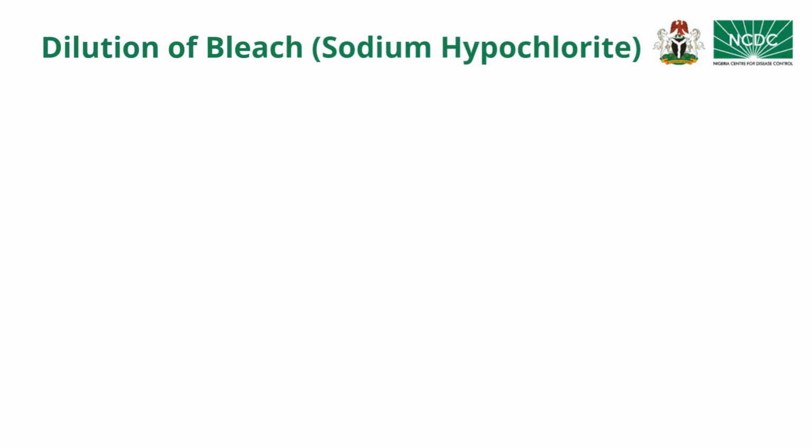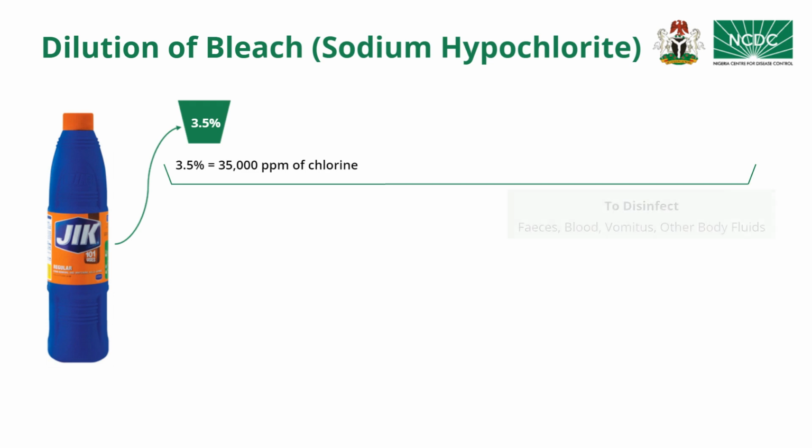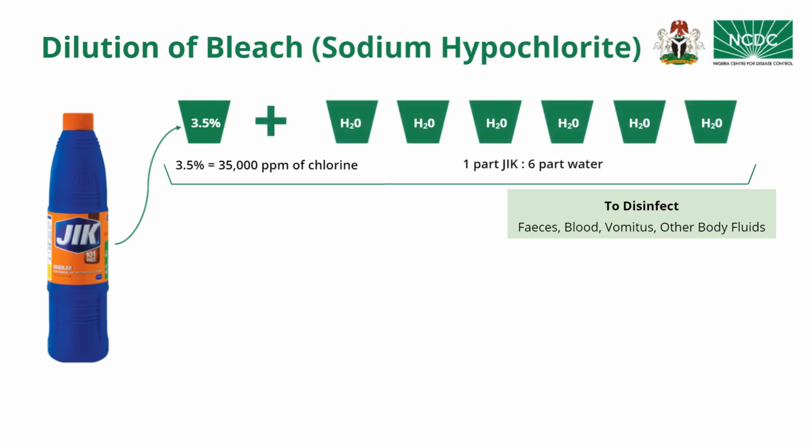1 liter of bleach solution, such as Jik, contains 3.5% concentration of chlorine and is equivalent to 35,000 parts per million of sodium hypochlorite. To disinfect feces, blood, vomitus, or other body fluids, 0.5% bleach solution is required. To dilute the solution to 0.5%, mix 1 liter of bleach solution in 6 liters of water. You can pour out the 1 liter into a bucket of water.